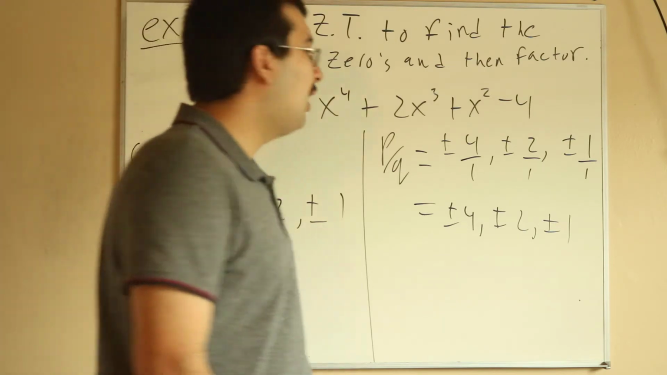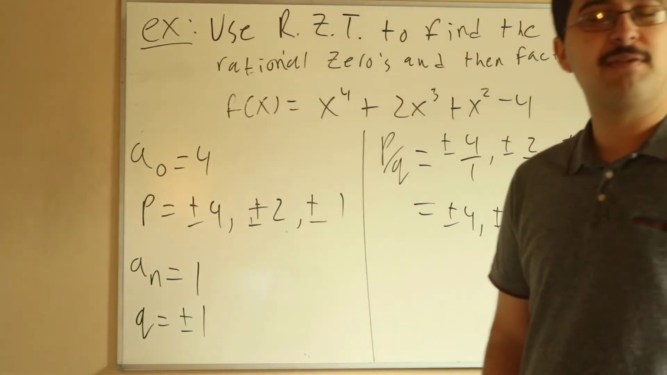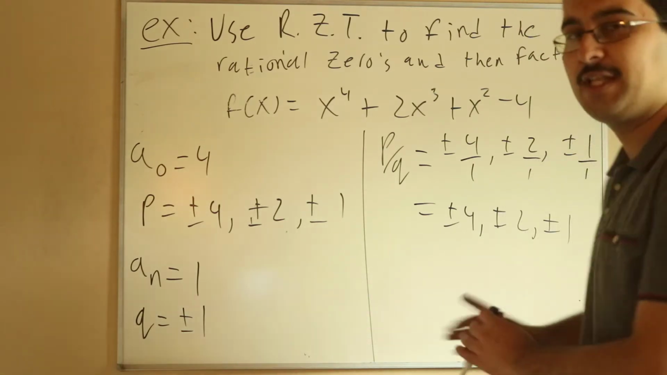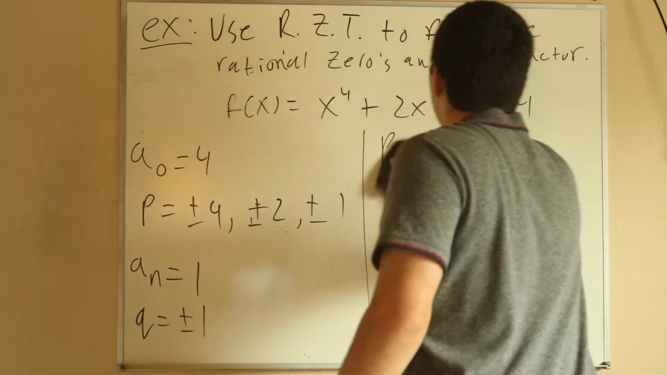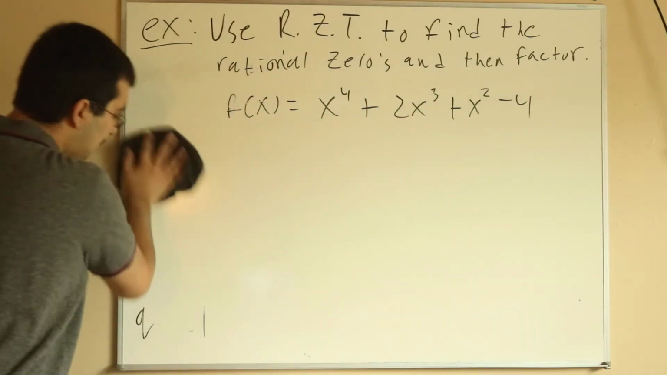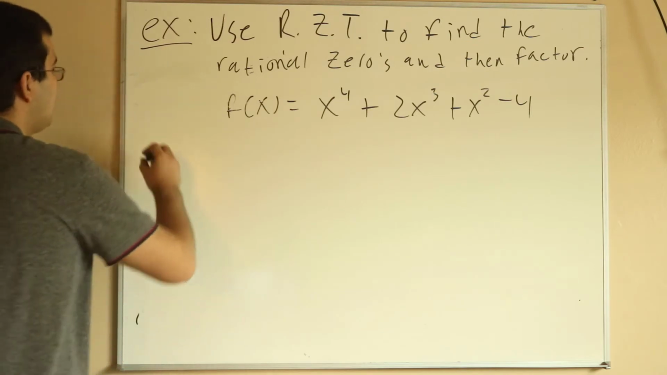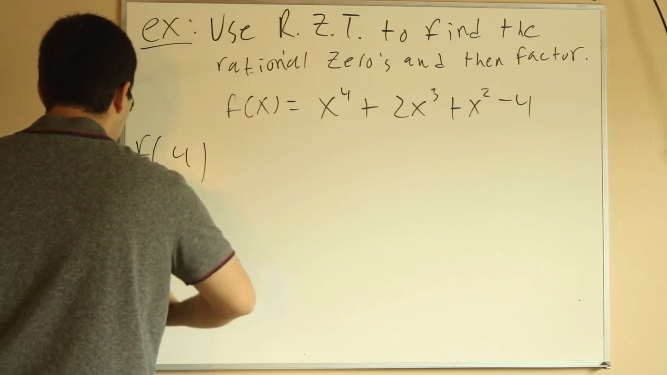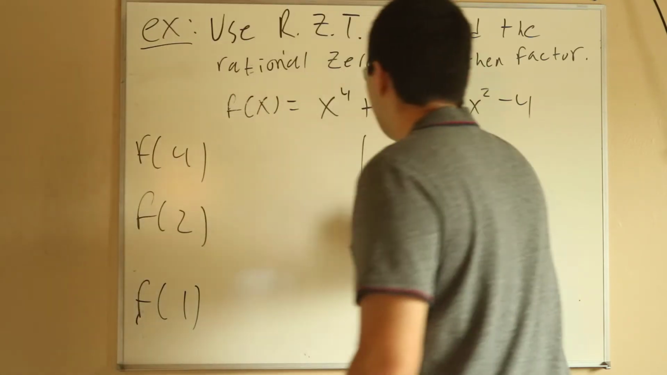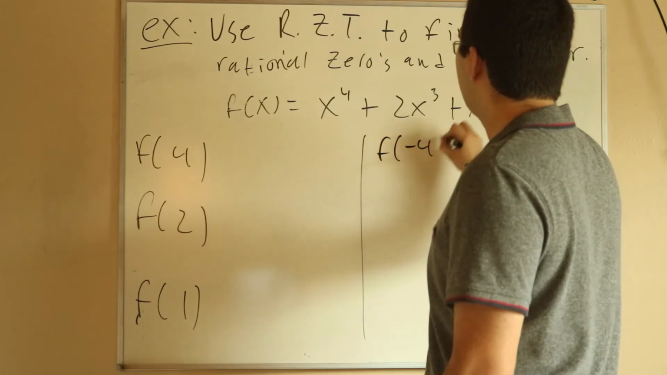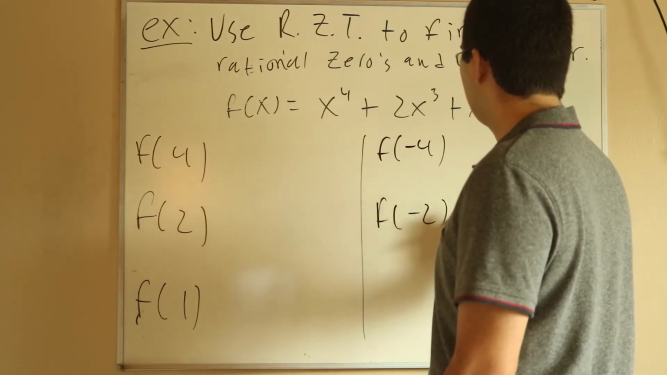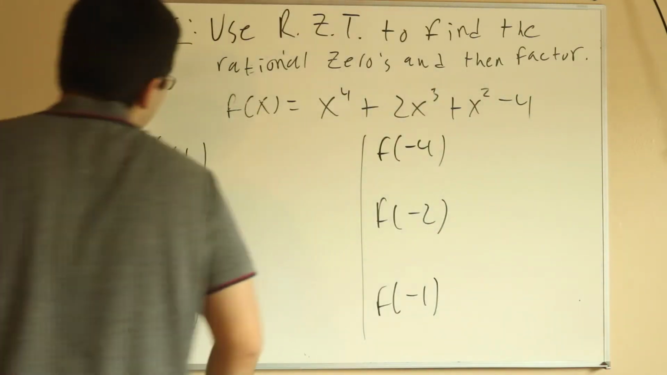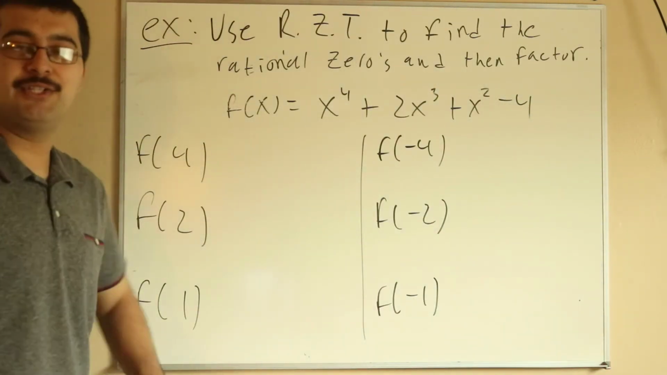So what is the grunt work? How do we determine if any of these numbers are actually zeros of our functions? Well, for us that just means now we got to plug and chug. So let's go ahead and do just that. So I now want to consider what is f of 4, what is f of 2, what is f of 1. Similarly, I want to figure out what is f of minus 4, f of minus 2, and f of minus 1. Okay? So, we just need to plug and chug now.